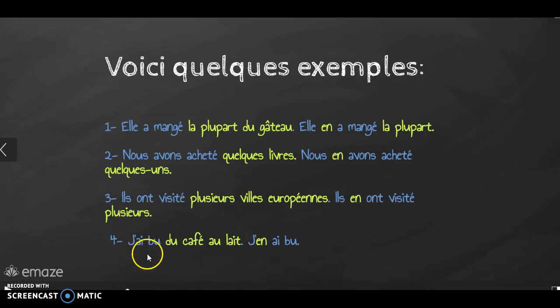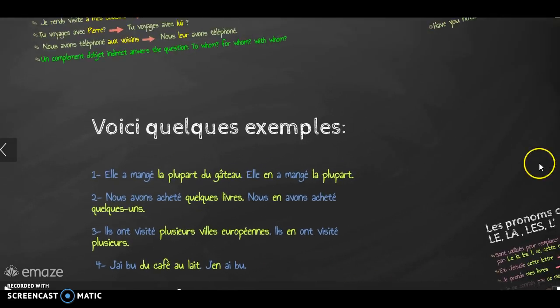My fourth example, j'ai bu du café au lait. I drank some coffee with milk. Alors, I have replaced du café au lait, and I have that keyword right here, du. So I replaced it with en: j'en ai bu. Now in the sentence, I did not say how much coffee I had. I just said coffee. So I have no expression of quantity. Donc the answer is j'en ai bu. D'accord? There is no expression of quantity.